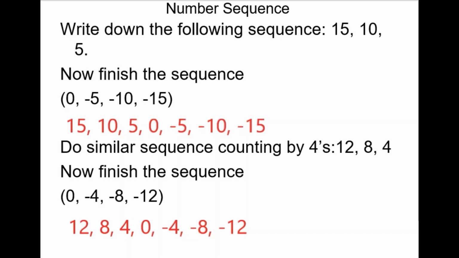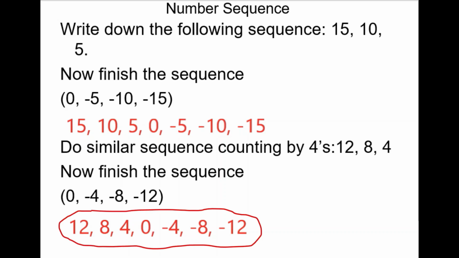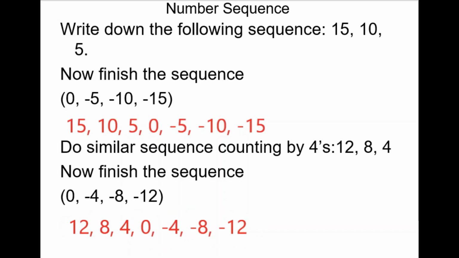Okay, so in the second example, I'm asking you what to count by, counting by fours. In the first one, I didn't ask, but as you can see in the sequence, you know you're counting by fives for the first example. Okay, so for the second one, we're counting by fours. It'll be 12, 8, 4, 0, -4, -8, and -12. So that's the sequence counting by fours.